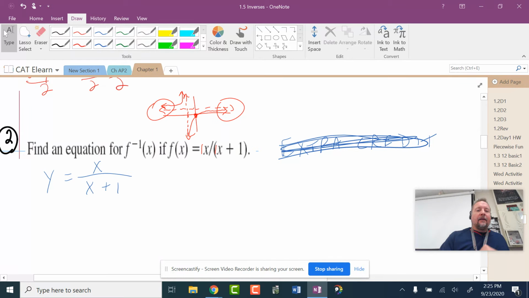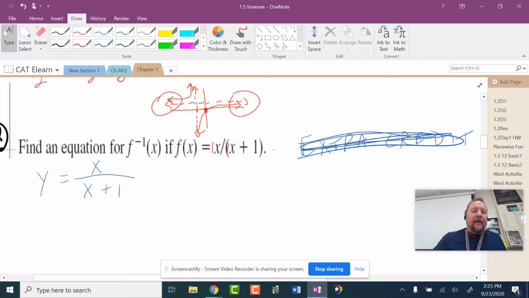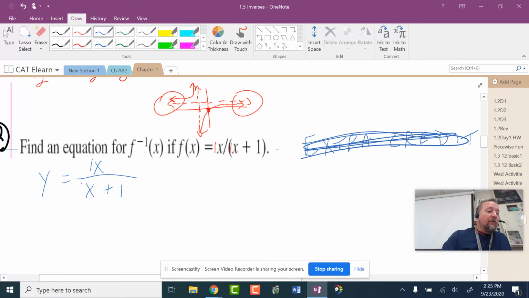Hey, that graph right there is not there by accident. Hey, we're reviewing this as well. Look at all the review in this section 1.5. There's a horizontal asymptote at y equals 1 because these are equal in degree, so it's y equals 1 over 1. Hey, there's a vertical asymptote at x equals -1. Review if you don't know that, if you don't know that by now.